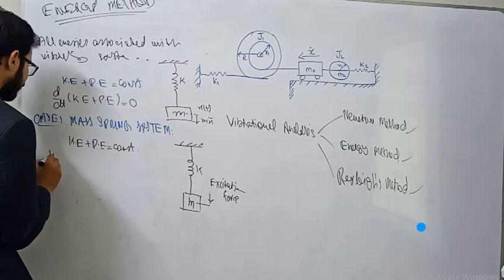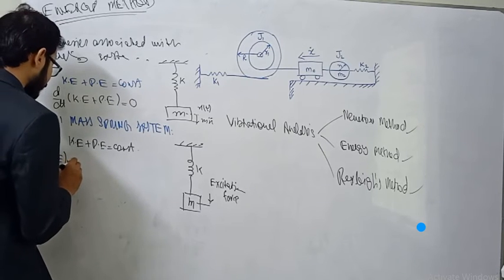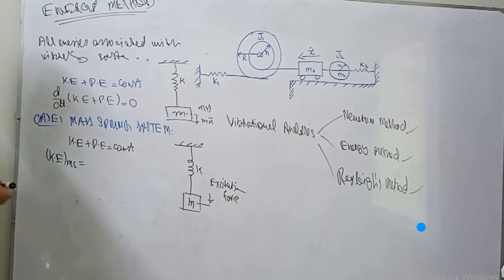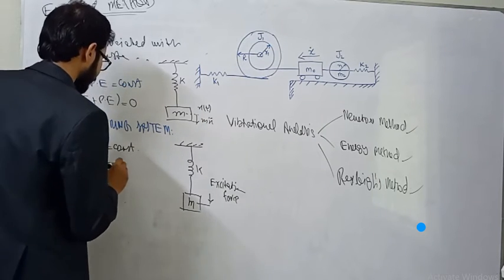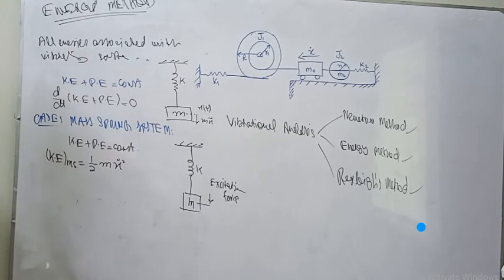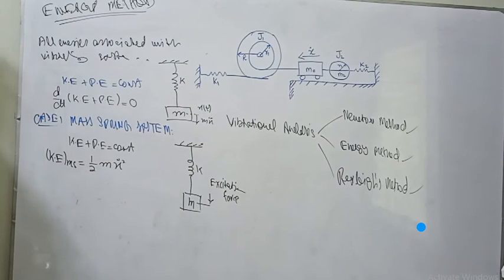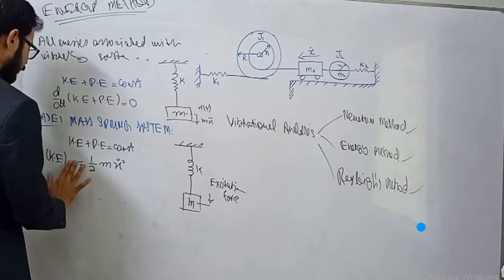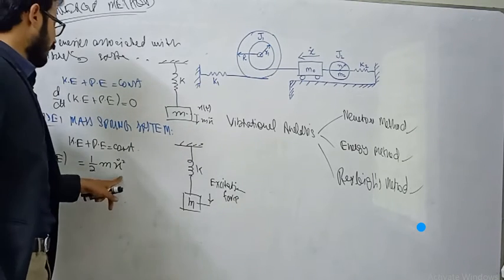So the kinetic energy of this mass spring system, M for mass and S for system, will be half m v square, that can be denoted as ẋ square. This is the kinetic energy of this mass spring system. So simply consider it as the kinetic energy, half m ẋ square.